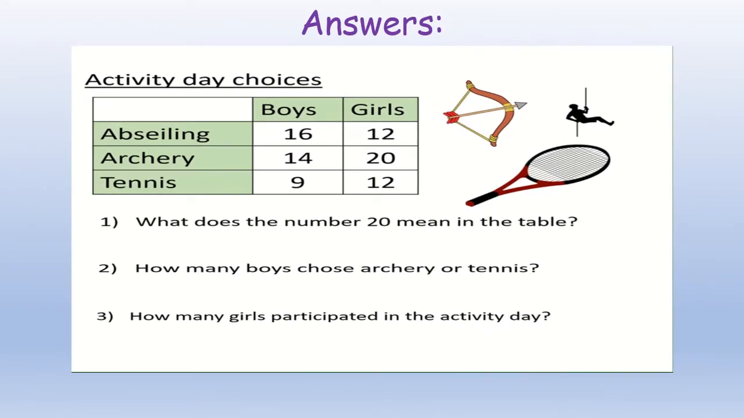Now let's look at the answers for our activity day choices. The number 20 in the table. So in the table, here is the number 20. So what does it mean? It means that 20 girls chose to do archery.